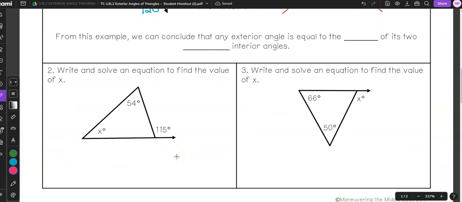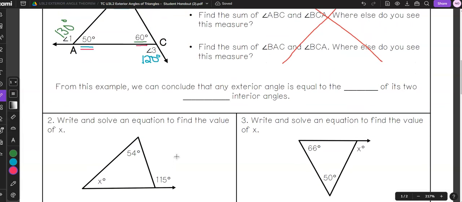Okay, let's look at some examples. Let's go down to, let's answer this. From this example, we can conclude that any exterior angle is equal to the sum of its two remote interior angles, just meaning the opposite ones. Okay, let's look at number 2.